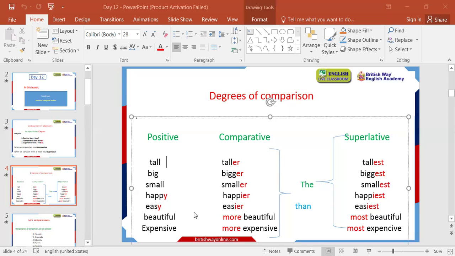we can add "most". Beautiful, more beautiful. Superlative, most beautiful. Then expensive, more expensive, most expensive. Right? Like that. After the comparative form, we use "than": taller than, bigger than, smaller than, happier than, easier than, more beautiful than. Then superlative: the tallest, the biggest, the smallest, the happiest, the easiest, like that.